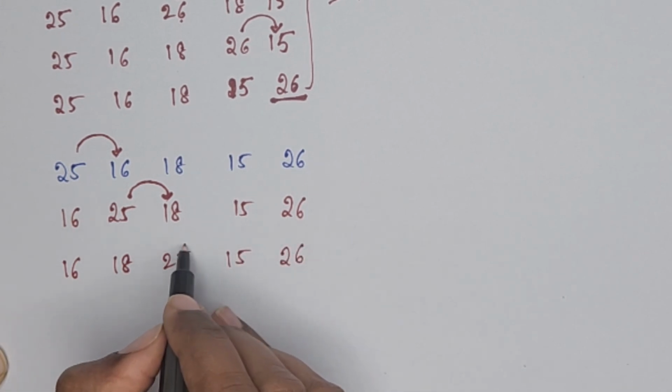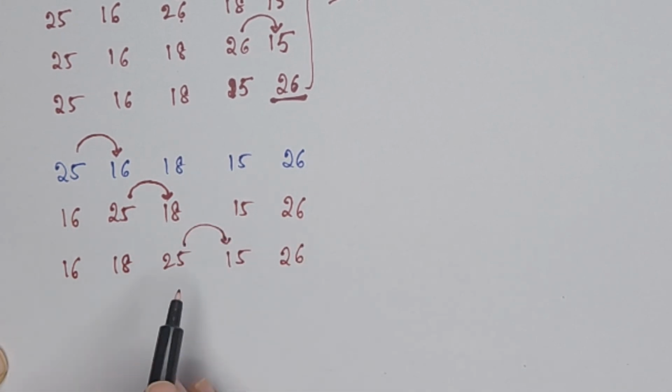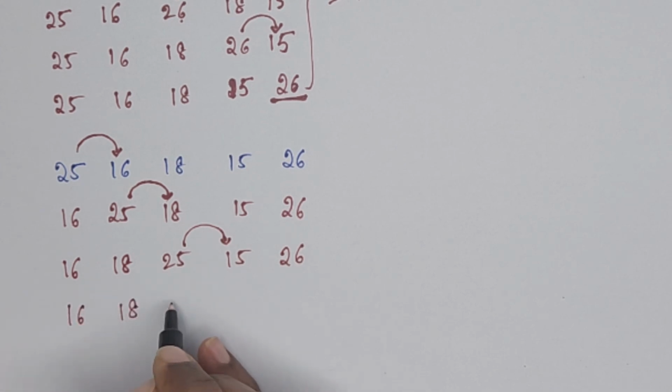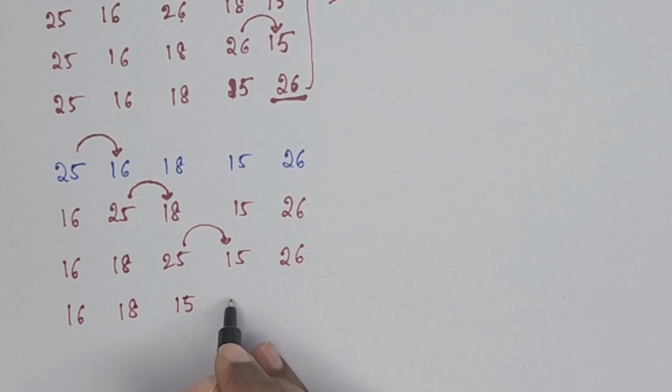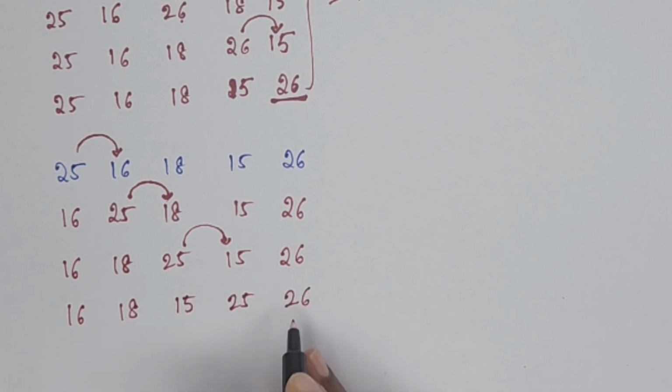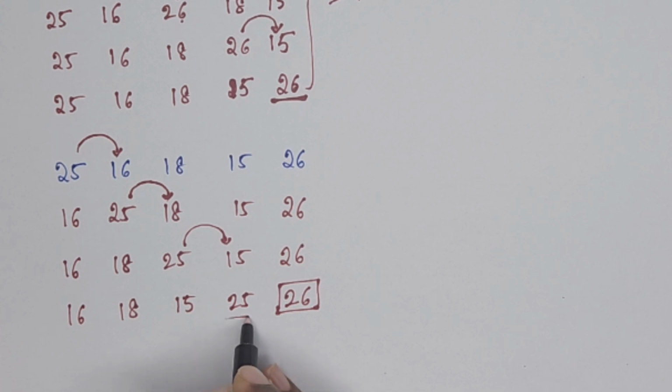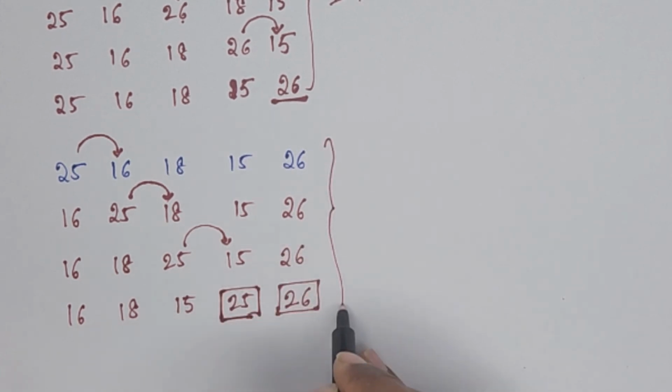Okay. Now the third element is compared with the fourth element. 25 is greater than 15. After swapping: 16, 18, 15, 25 and 26. Okay. Now is the fourth element compared with the fifth element? No, because the fifth element is already in sorted order. So if you observe this, now 25 is in sorted order. Now these two elements are in sorted order. See, this is the second pass.